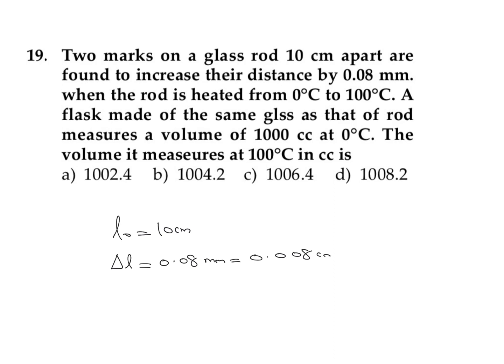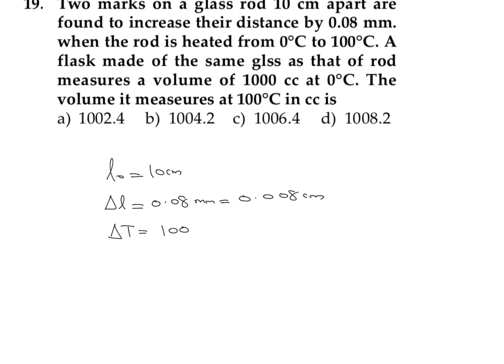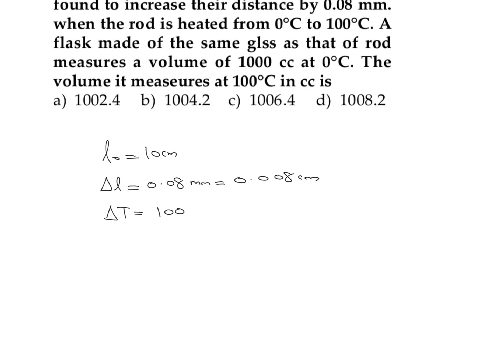0.008 centimeter. When the rod is heated from 0 to 100 degrees Celsius, so we can write the value of delta T, the difference in temperature, is equal to 100. So from this information we can find out the value of alpha. If I am using this equation, delta L is equal to L naught into alpha delta T, we can write the value of alpha is equal to delta L divided by L naught and delta T. So we'll get the value of this alpha.